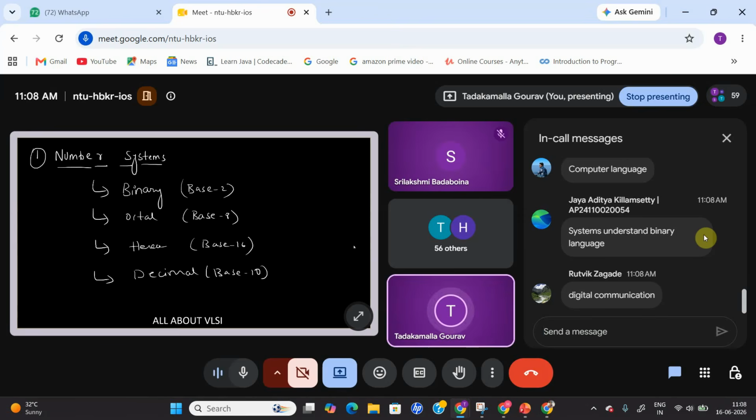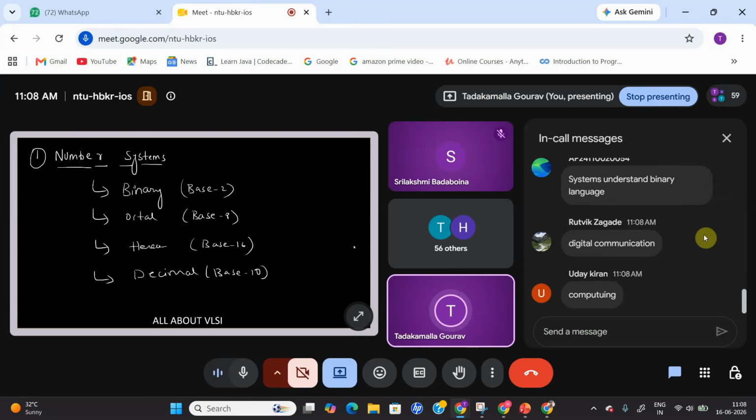Someone has answered that we are going to use it for computer language. So does hardware really understand zeros and ones? Is hardware really going to understand binary, or is it going to understand zeros and ones?